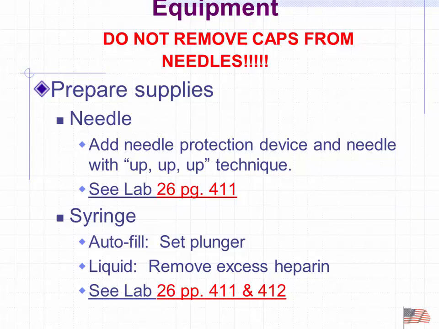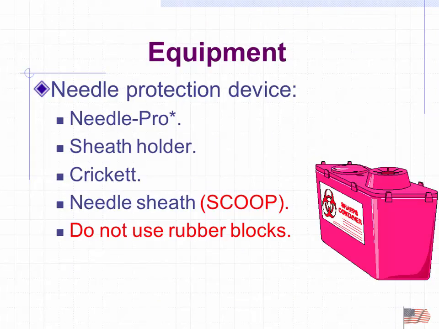We're going to add a needle protection device, and if we're using an autofill, we want to set the plunger to the appropriate amount. The Needle Pro is the one that we have. There's a couple other ones on the market. Actually, there's a whole bunch of them on the market. But basically, the idea is that after I sample the blood, I want to make sure that needle is not something which can inadvertently puncture something else, like you. And we'll show you how to use the Needle Pro for that purpose.